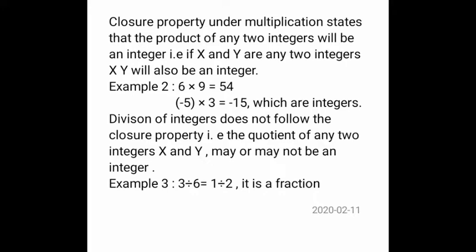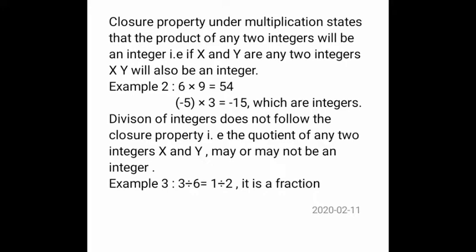Now we see closure property under multiplication and division. Closure property of multiplication states that the product of any two integers will be an integer. That is, if x and y are any two integers, x into y will also be an integer. For example, 6 into 9 equals 54. 6 is an integer, 9 is also an integer, and 54 is also an integer. -5 into 3: -5 is an integer, 3 is also an integer, and the result is -15, which is an integer. We can see in the case of multiplication, closure property is valid.